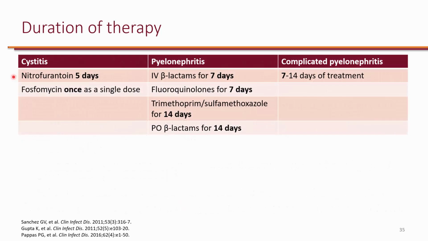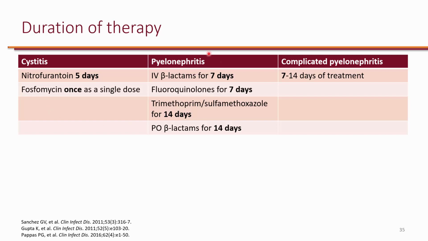Majority of cases of uncomplicated UTIs include cystitis, so nitrofurantoin 5 days of treatment is adequate. With fosfomycin, total duration of therapy is just a single dose. Now these are in most cases. For example, if someone has ESBL UTI, a single dose of fosfomycin may not be adequate.